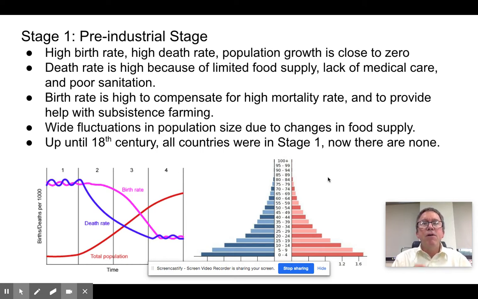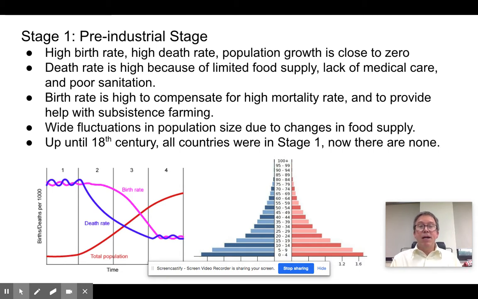But what you find is there are wide fluctuations in population size due to changes in food supply. There's a drought. If there's an infestation of some kind of bugs, people starve to death. So the population changes a lot. And prior to the 18th century, essentially every country on the planet, the whole world population, was in this mode.